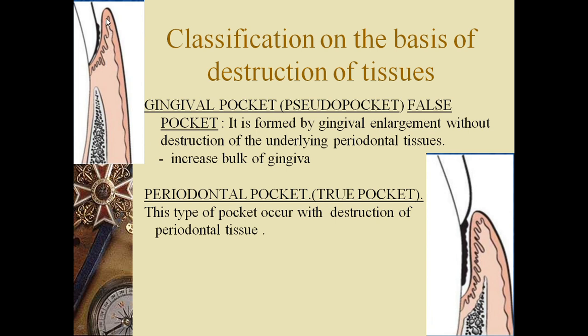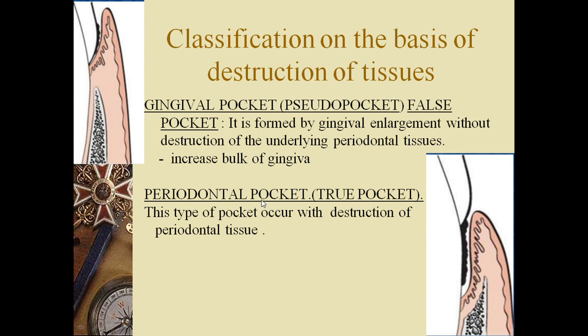It is moving toward the surface of the crown, and the depth of the sulcus that is increased is because of the movement of the gingival margin coronally. But the underlying structures are still intact. There is no breakdown of the tissues. So this is known as gingival pocket. This is caused by increase in the size of the gingiva only. Gingival pocket or pseudo pocket. It's not a true pocket because the underlying structures are still intact.